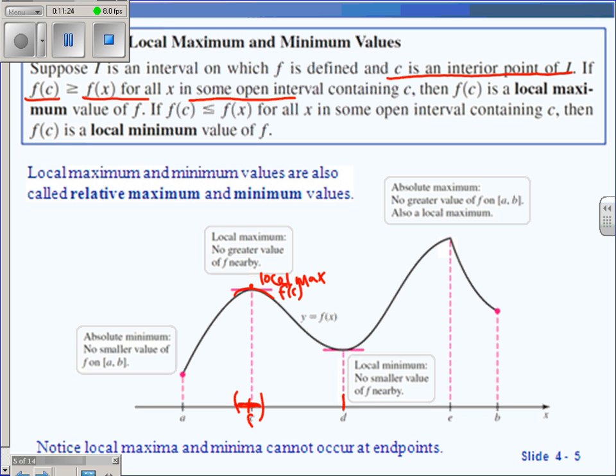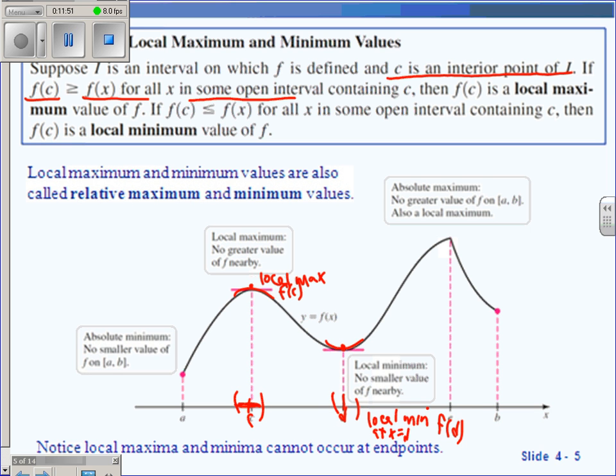Okay, at this point d here, is there an interval around it for which it's the lowest y value? Well, there is. Just take some interval here and looking at that part of the curve, that is the lowest y value. So this would be a local minimum. Now the local minimum is actually f of d, the y value at x equal d, and it occurs at x equal d.